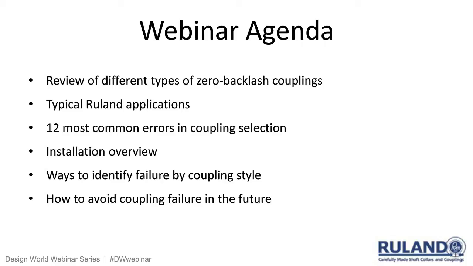Hi, Mike. Thank you very much, and thank you all for attending today's webinar. I hope some useful information comes across for you. The slide here is our webinar agenda. We're going to review the different types of zero backlash couplings, typical Ruland applications, the 12 most common errors in coupling selection, installation overview, ways to identify failure by coupling style or type, and how to avoid coupling failure in the future.